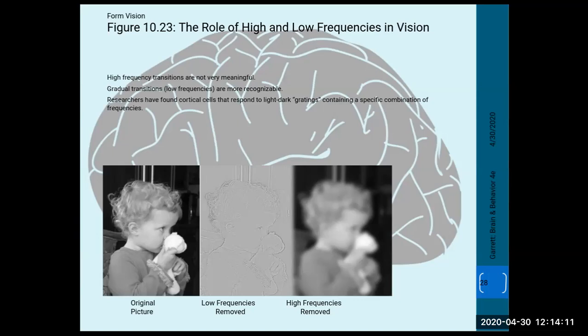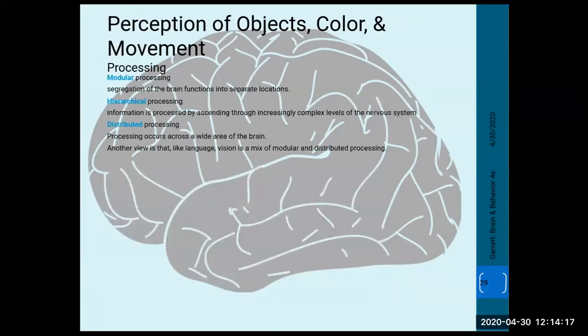In the visual system, very similar, again, to the auditory system, as I promised to point out. So we tend to process things, perception of objects, color, movement. When we process things, we call this parallel processing.